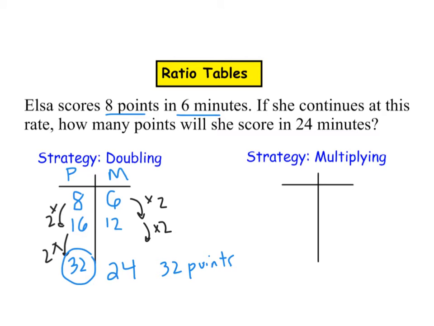So now let's look at the second strategy for this problem. We could use multiplying. So again, I'm going to label with points and minutes, and I'm going to start with the data from the problem, so the 8 and the 6, and I want to get to 24. Now, I know 6 is a factor of 24. It's 6 times 4. So I can multiply each side by 4. So then my answer would be 4 times 8, which is 32. And I get the same answer as the other strategy, but it was a little bit faster.